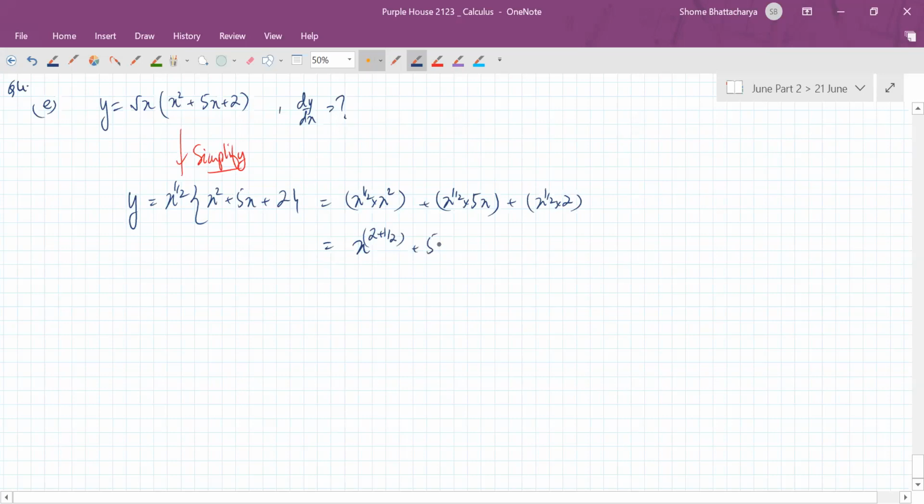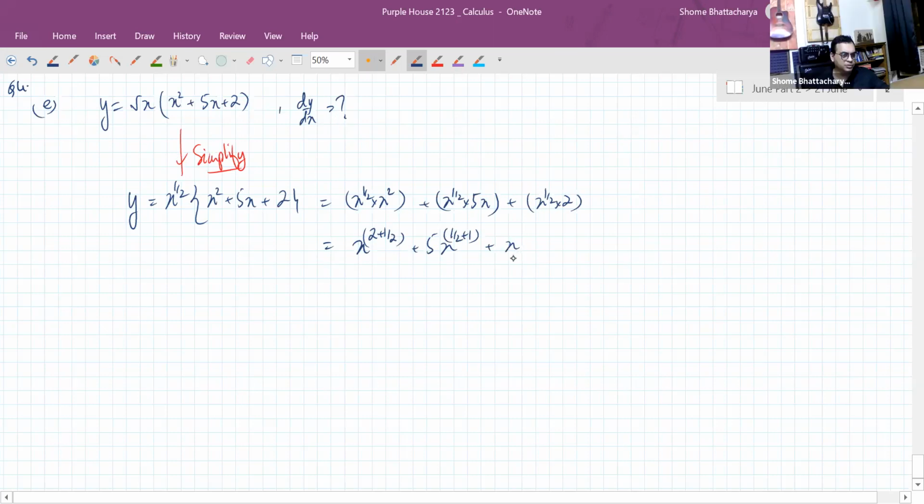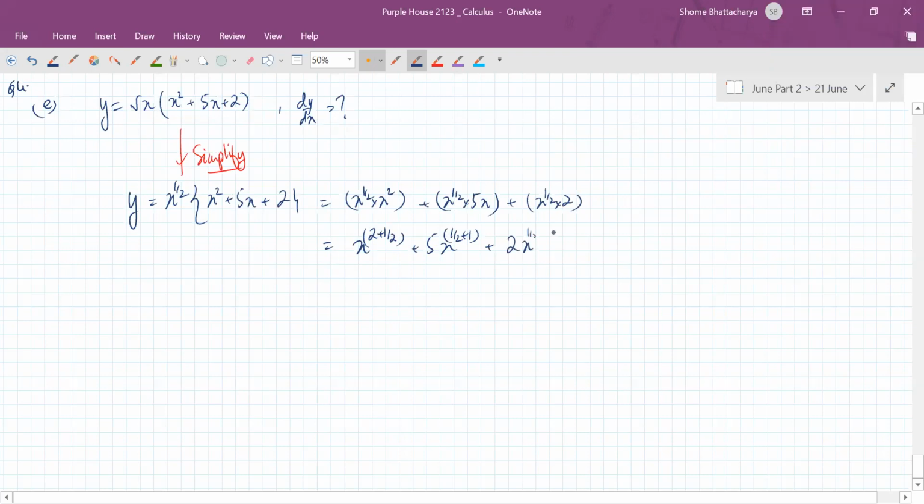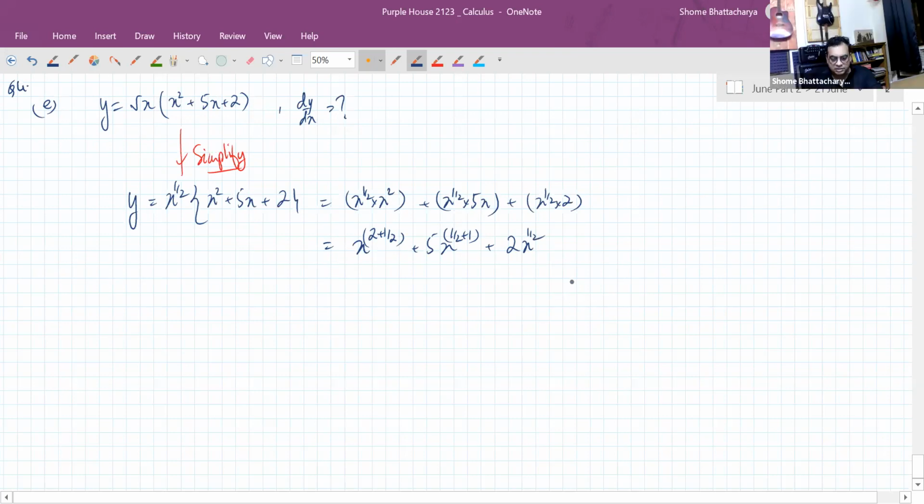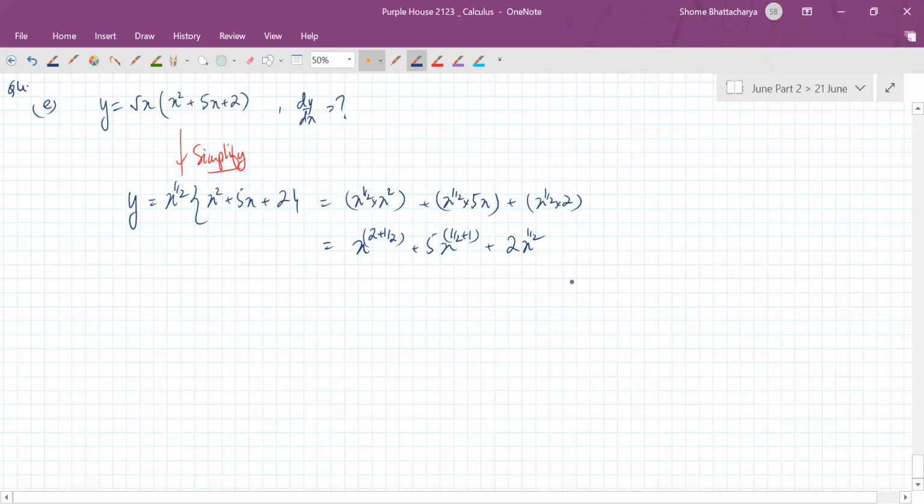Sir, in the answer key, you have not taken that last x raised to half into 2. You've just taken x into half, x raised to half. So there is a mistake in the answer key, is it? I think so. Okay, I will check it out.